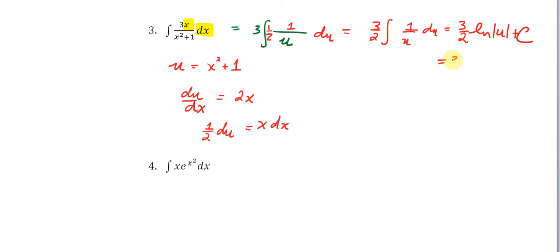Then in our last step, we substitute everything back. 3/2 the natural log of x squared plus 1, plus a constant.